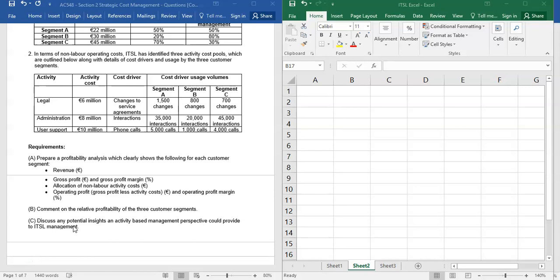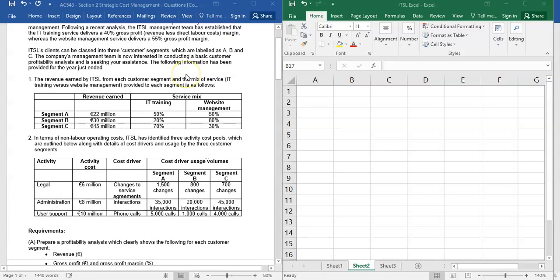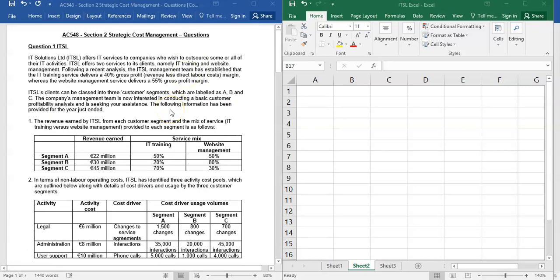So they're not dissimilar to an activity-based costing question. In this case, we're looking at customer segments. So we have three segments in this IT solutions company. We have segment A, B, and C, and each of them has a different service mix of IT training and web management. Now what's important to note is we changed the structure of the question here.